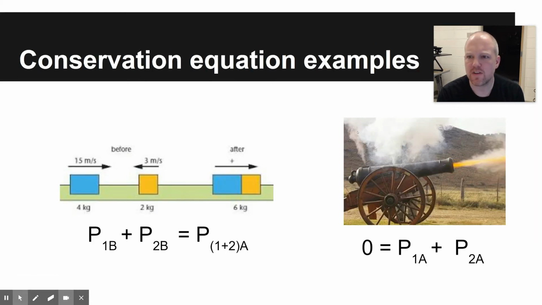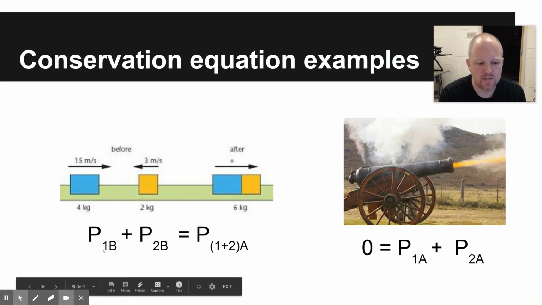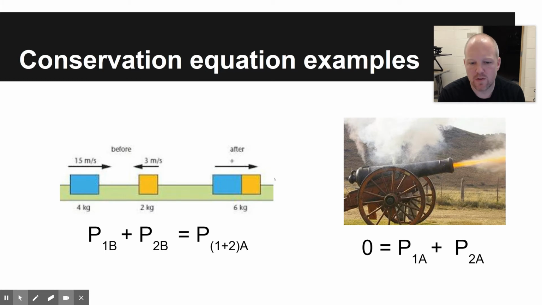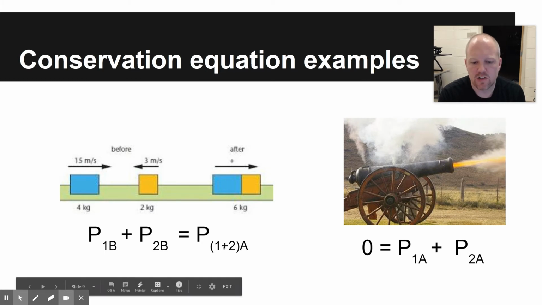And so just a couple of examples to look through. If you have one object, this blue rectangle that's moving to the right, you have one object that's moving before some time period. You have a yellow block that's moving to the left. Again, you have some object 2 that's moving before something happens. And then if those two objects collide and move off to the right, what you have is two objects, 1 and 2, stuck together that are moving afterwards.